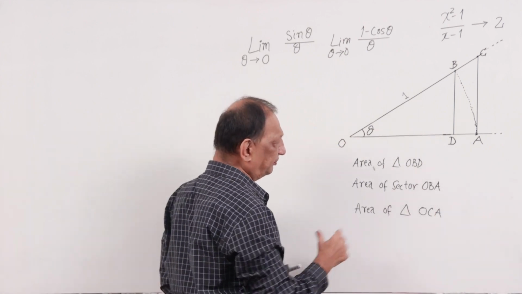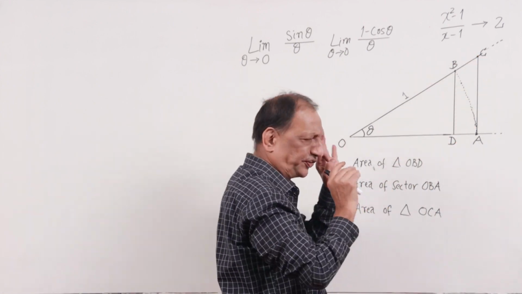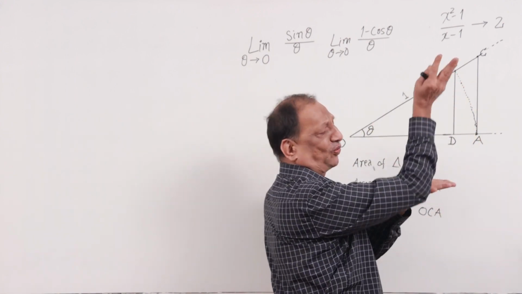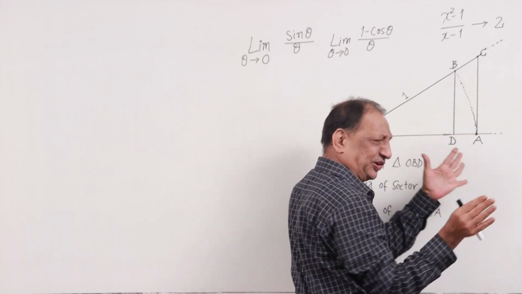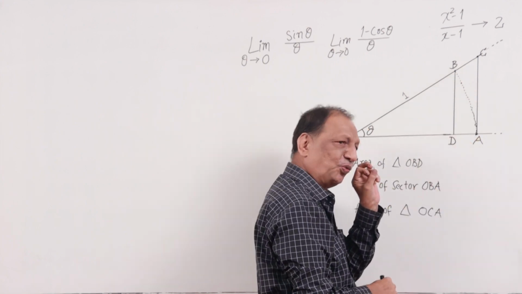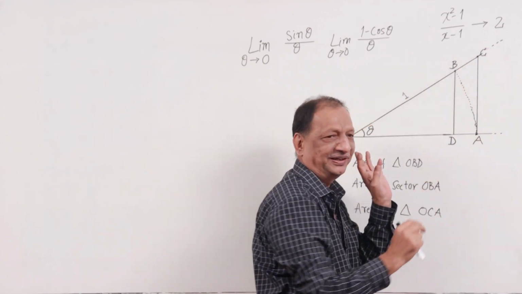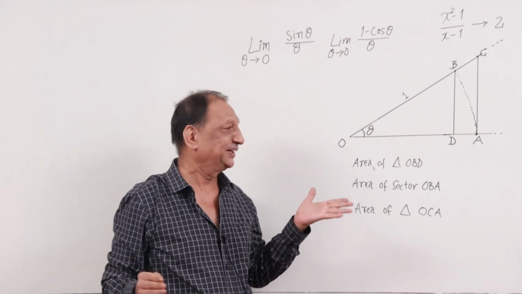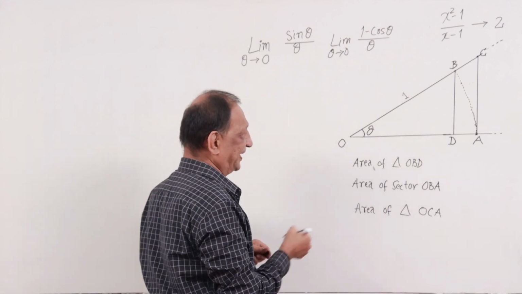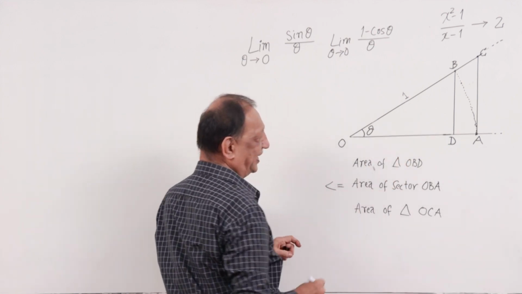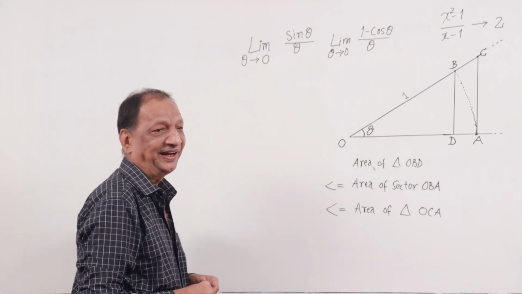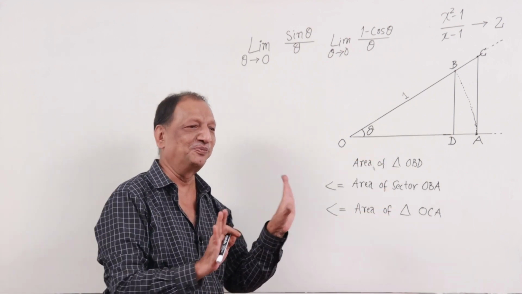Now, what can we say about these 3 areas? I know for sure, whatever their areas are, area of triangle OBD is always less than or equal. I will just put that equal because eventually they become equal. No? So less than or equal to area of the sector OBA, which must be less than or equal to area of triangle OCA. Correct? That I can conclude, because you can see clearly by the geometry that the 3 areas that I have. So area of OBD is less than or equal to area of sector OBA, which is less than or equal to area of triangle OCA. This is clear. No problem there in that.